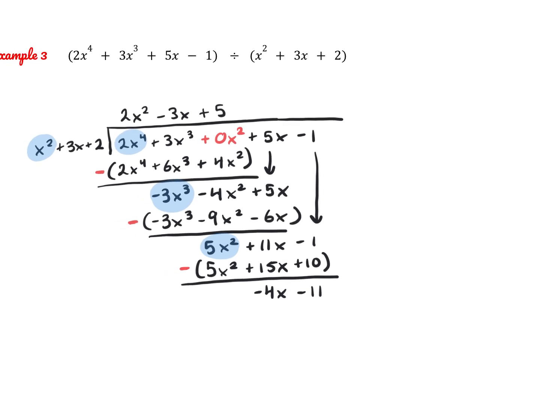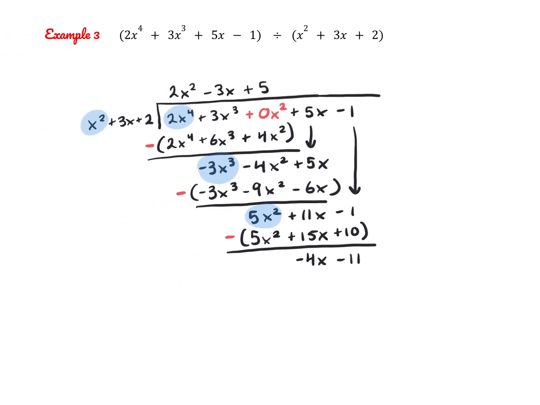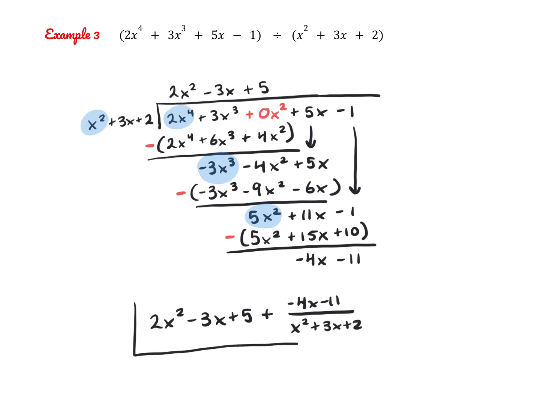Okay, now I just need to write my answer. Maybe I'll write it below. So we have our quotient, which is 2x squared minus 3x plus 5, plus the remainder, negative 4x minus 11, over our divisor, which is x squared plus 3x plus 2. So I know it's kind of a long, ugly answer, but this is our answer.